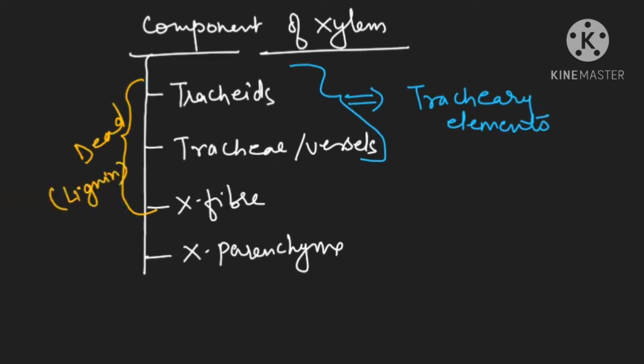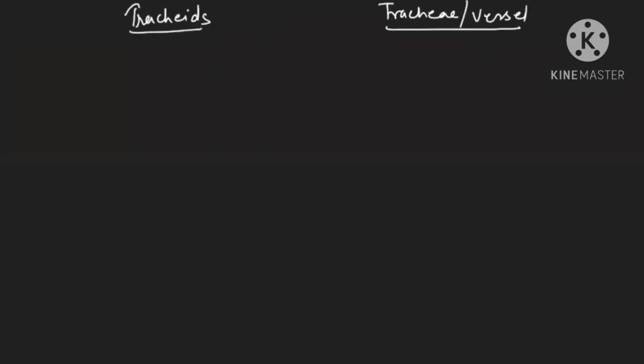And the only living component is the xylem parenchyma. This is the only living component of the xylem. Is it clear? Now let us study the tracheids and tracheae. Now see the difference between them. Tracheids and tracheae means vessels.